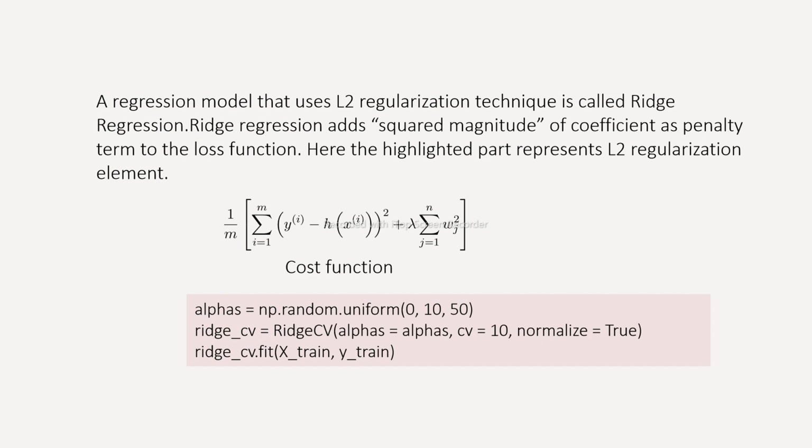A regression model that uses the L2 regularization technique is called ridge regression. Ridge regression adds the squared magnitude of the coefficient as a penalty term to the loss function, and it is the loss function here.